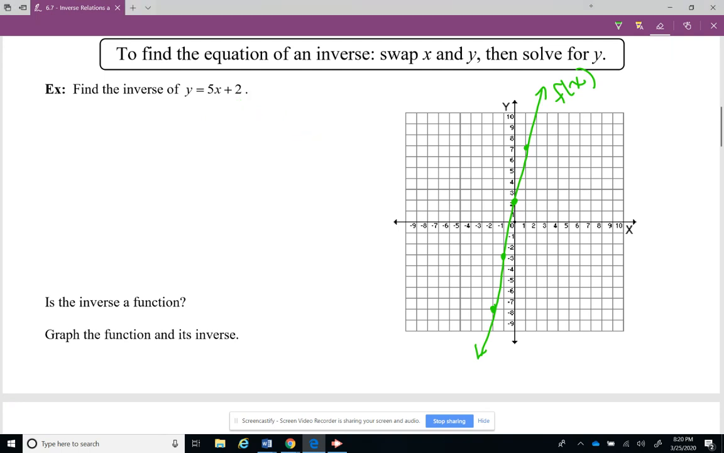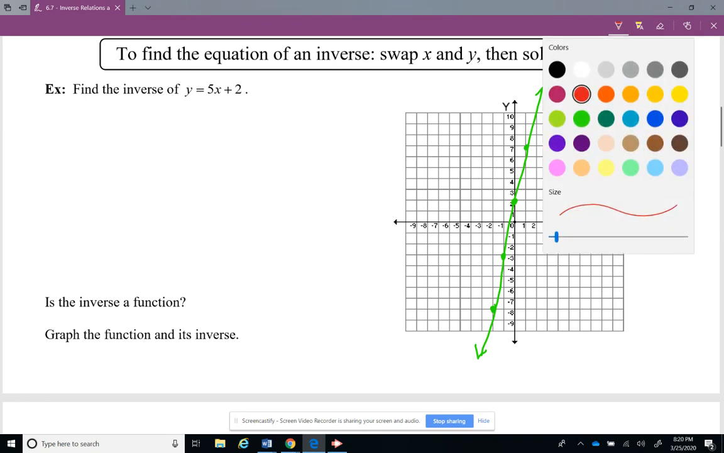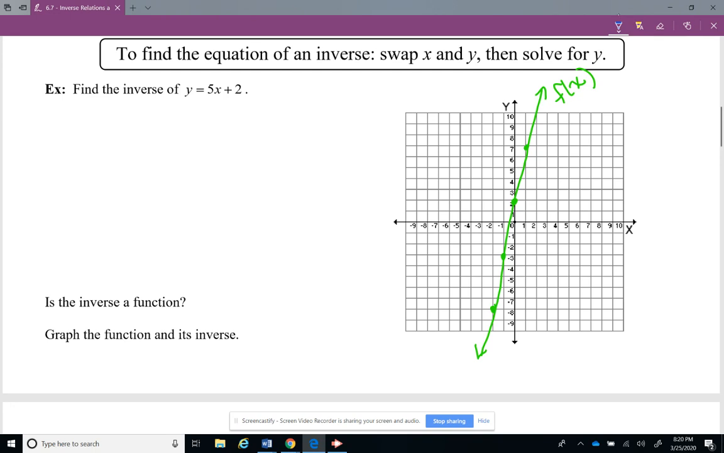All right, so now we're going to do the inverse. I'm going to do the inverse in another color, if you would do that as well. We'll go ahead and do the inverse in blue since we did that earlier. Now we're going to switch the places here. Remember, we're switching them. So this is going to be x equals 5y plus 2. All right, so now we want to solve for y. So I'm going to subtract 2 from both sides. x minus 2 equals 5y. All right, we're going to divide by 5.